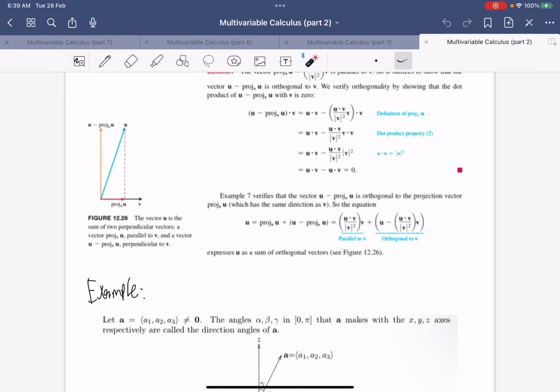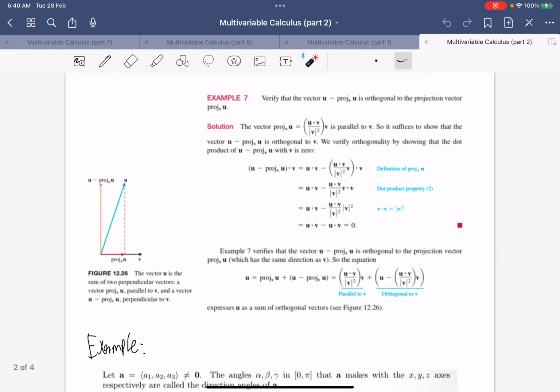Let's prove some properties to understand this projection vector. U minus the projection is always orthogonal to the projection vector. And really, you just need to dot it and verify that it equals 0. So you can think of U as equal to the projection vector plus some component perpendicular to the projection vector. You can always break up the vector U into a vector parallel to another vector that you want and one orthogonal to V.